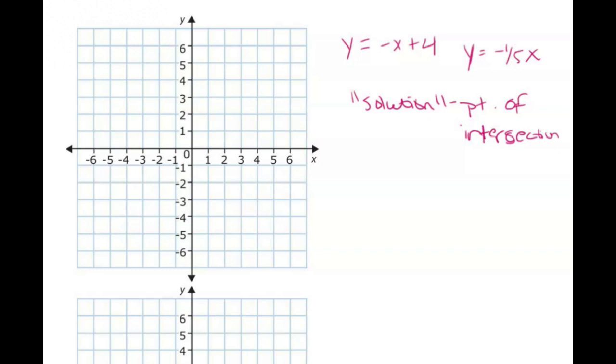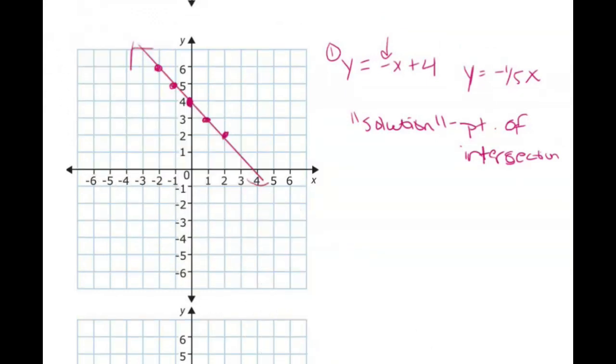So for our first function here, we'll call this one number 1. My y-intercept is 4. So I'm always going to start at 4, the y-intercept here. And then my slope is -1. So I'm going to go up 1 and over 1, up 1 and over 1. Or if we're practicing being careful here, we can go down 1 and over 1, down 1 and over 1.